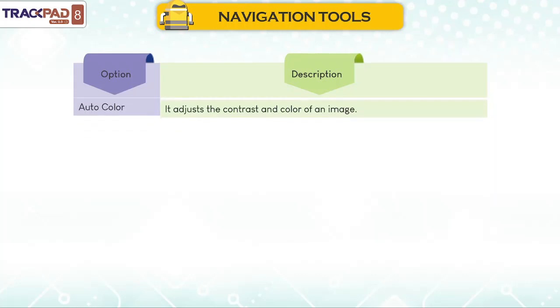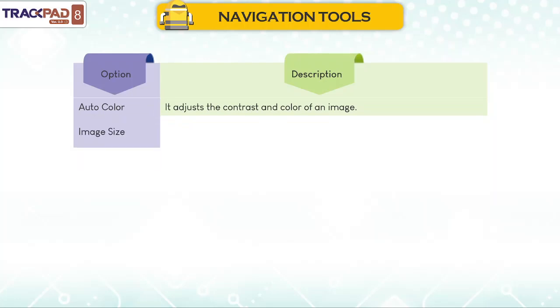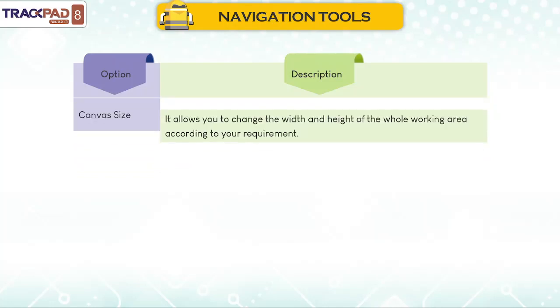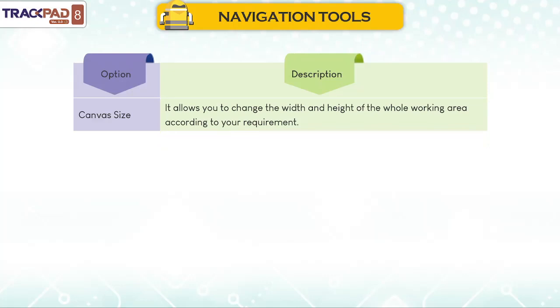Auto Color. It adjusts the contrast and color of an image. Image Size. It allows you to adjust the size of a photo of the currently active layer on the canvas. Canvas Size. It allows you to change the width and height of the whole working area according to your requirement.